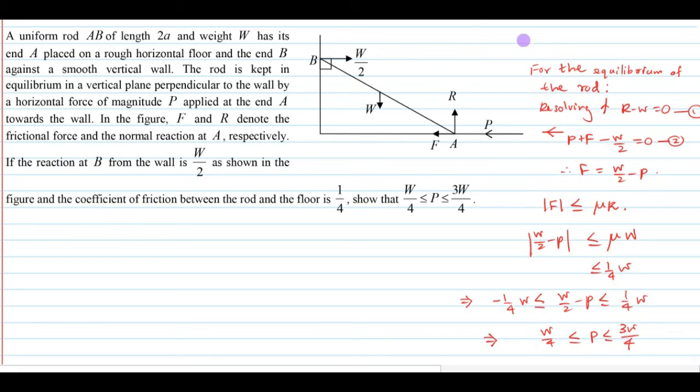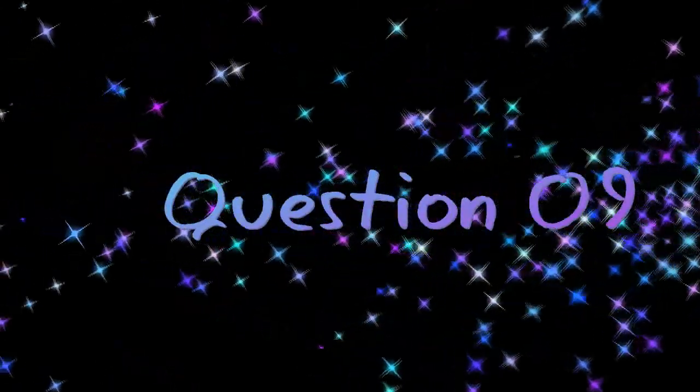Let's consider how to allocate the marks for this according to the mark scheme. First 5 marks for the first equation, and second 5 marks for the second equation, and another 5 marks for F and that inequality for question number 9.